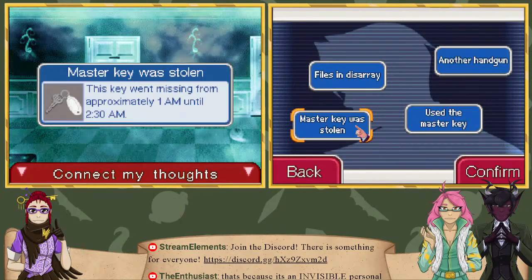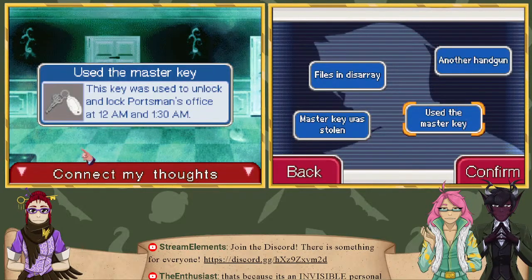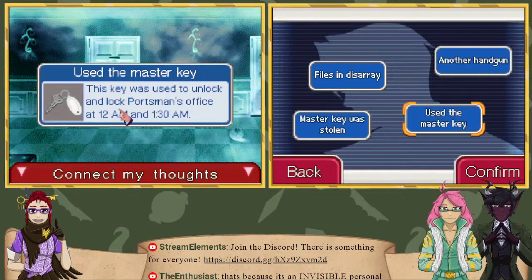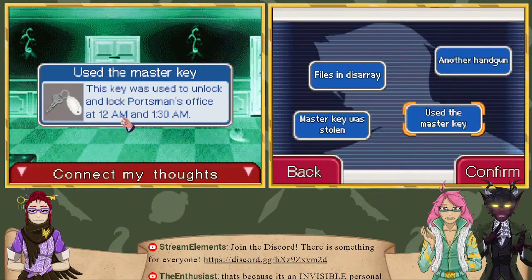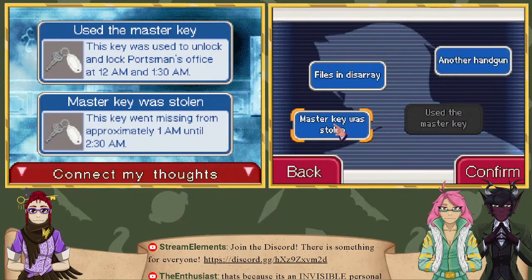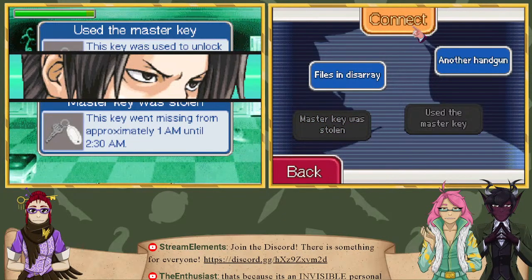Let's do it. Master key was stolen at this time. Used the master key. I feel like you could connect stolen and used. Yeah, it's almost too easy, but you should try. Connect!